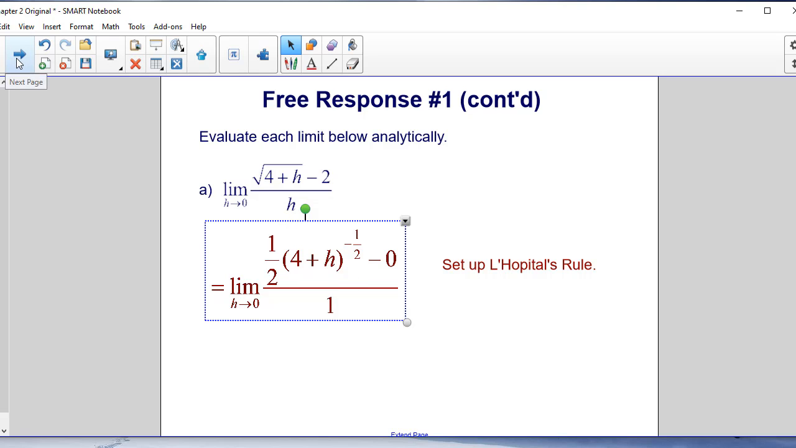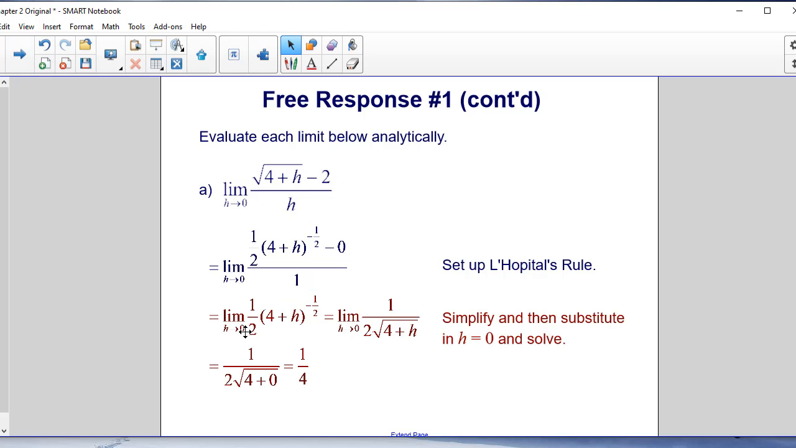Cleaning this up, we're going to rewrite this as the limit as h approaches 0 of 1 over 2 times the square root of 4 plus h. I replace h with 0, and that gives me 1 over 2 times the square root of 4 plus 0, which simplifies to 1/4. So, as h approaches 0, the square root of 4 plus h minus 2 over h approaches 1/4.